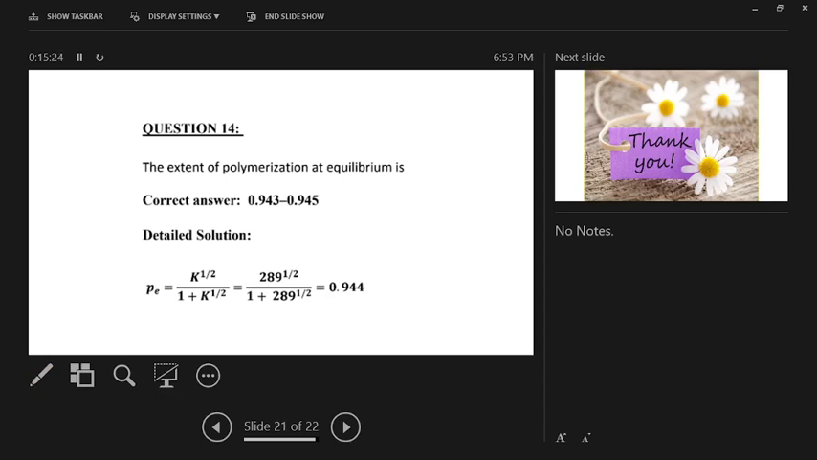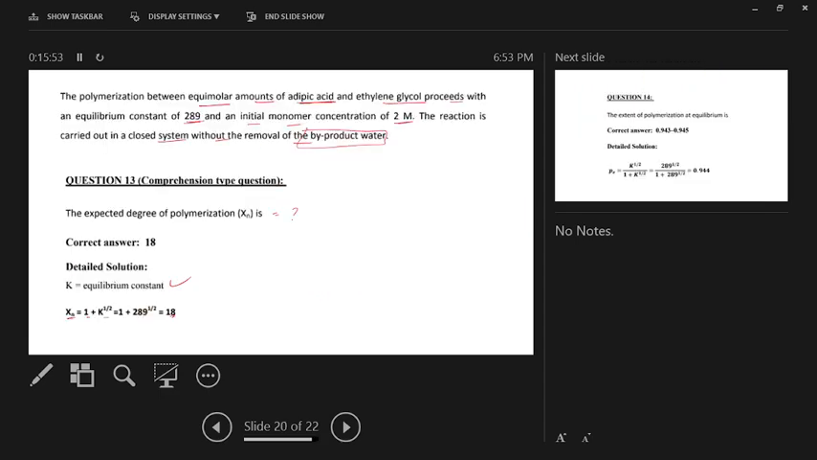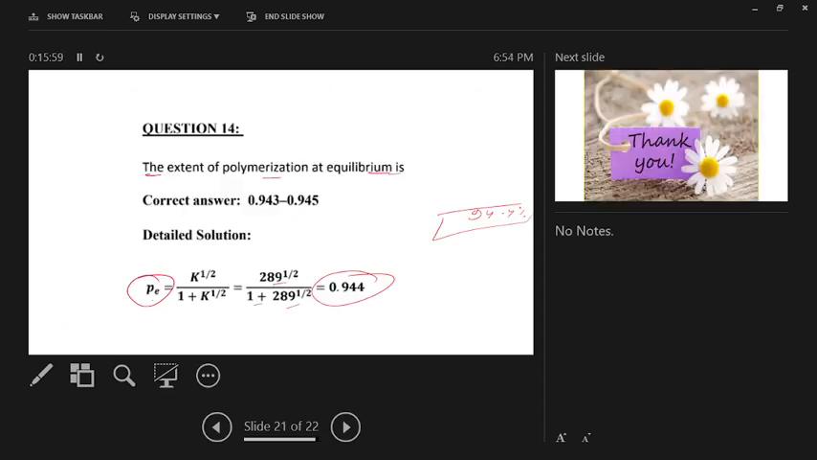Then question number 14, the extent of polymerization at equilibrium. There again we need to find the conversion at equilibrium. This is the formula. If you put this value here, you will be able to find that at 94.4% conversion, the extent of polymerization will be 0.994. So you can say at equilibrium 94.4% conversion will occur.